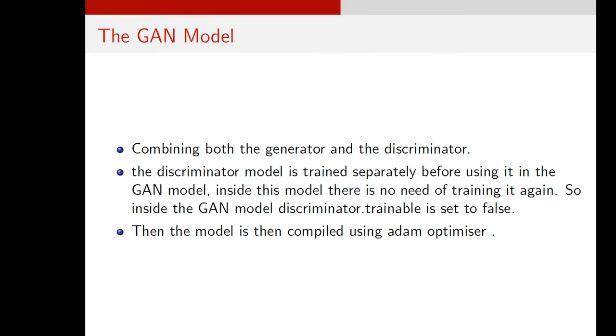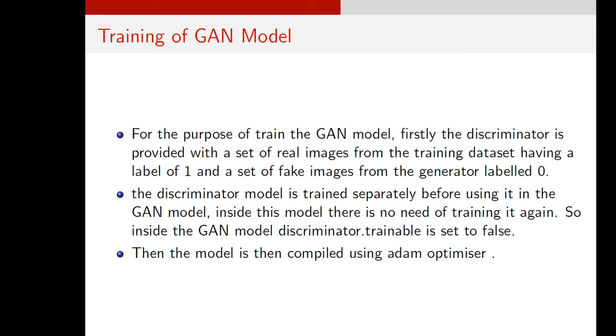Third is combining the discriminator and generator together to produce the GAN model, and the discriminator is not trained again in the GAN model as it was trained previously. And in the training process of the GAN model, the images from the generator and from the dataset are given to the discriminator for the training purpose, and it uses an Adam optimizer.